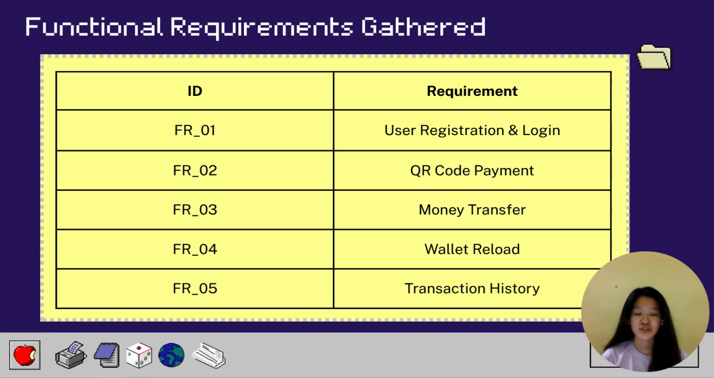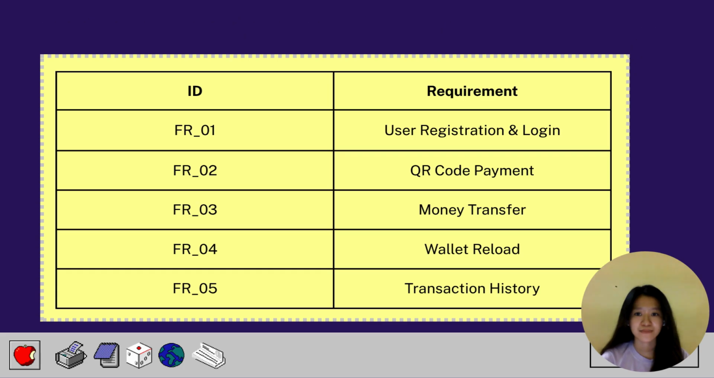Functional requirements describe the functions and services that the system must provide to users. Five main functional requirements were identified. FR01 is user registration and login, which allows users to create and access their account. FR02 is QR code payment, which enables users to make cashless payment by scanning QR codes. FR03 is money transfer, which allows users to transfer funds to other Touch 'n Go eWallet users. FR04 is wallet reload, which enables users to add funds to their eWallet balance. And finally, FR05 is transaction history, which allows users to view and track their previous transactions.